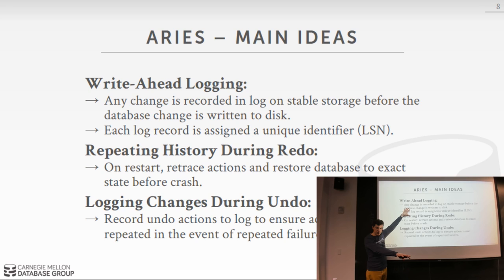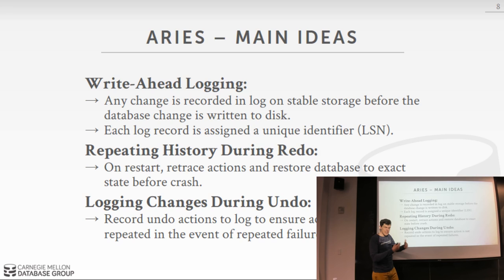The way they keep track of the ordering of the changes as you write them into the log is that every log record is assigned a unique log sequence number, a unique identifier. That's what they use to determine the order of these things. This is independent of the transaction ID, which is what Silo was using for ordering things. They use this log sequence number because it allows them to handle any possible isolation level. It's essentially replaying exactly what happened when you ran the system the first time.